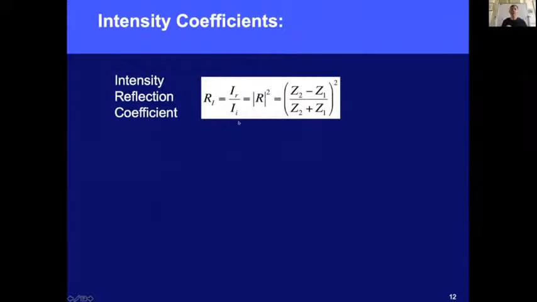If you do the algebra on that, it turns out that's the magnitude of the pressure coefficient squared. So that Z, the difference in impedances over the sum, all squared. So you just need to be careful with these coefficients. The pressure coefficients and the intensity coefficients are not identical.